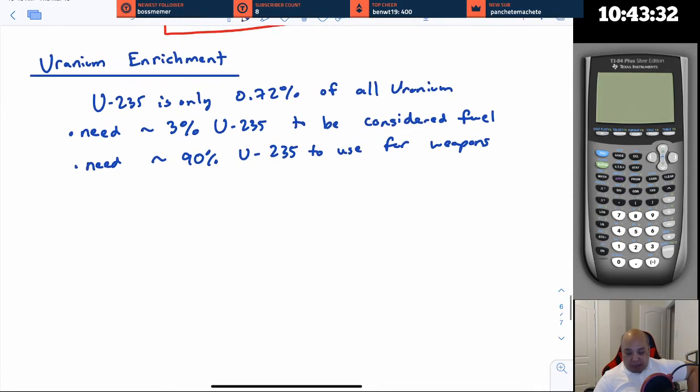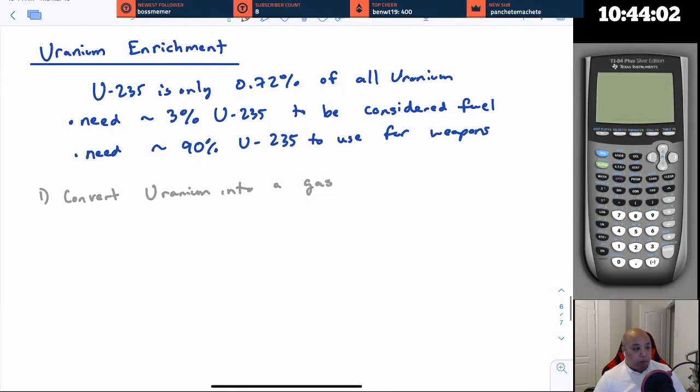What we have to do is a two-step process. Let me put chat up here so I don't have to keep looking over to the right. Okay, it's a two-step process. One, convert uranium into a gas. What happens here is that we have to convert that uranium ore that we usually get, which is UO2, into a gas known as uranium hexafluoride.